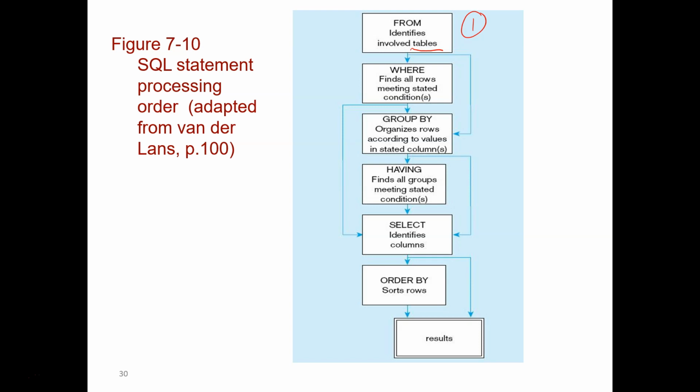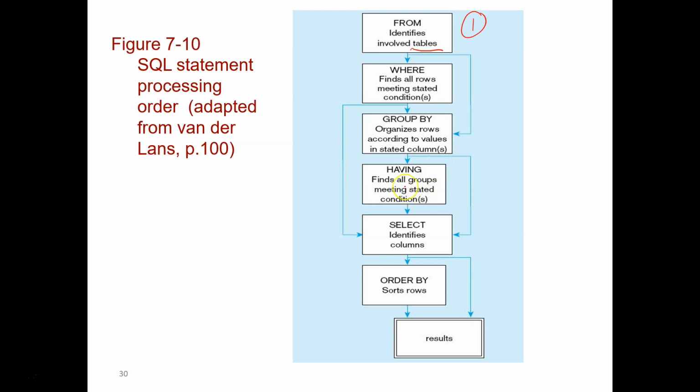If there is not a where clause, it will look for a group by clause, see if there is a group by clause or not. If there is a group by clause, then it will process group by after the where clause. And then, if there is a having clause, it will process the having clause after the group by clause.